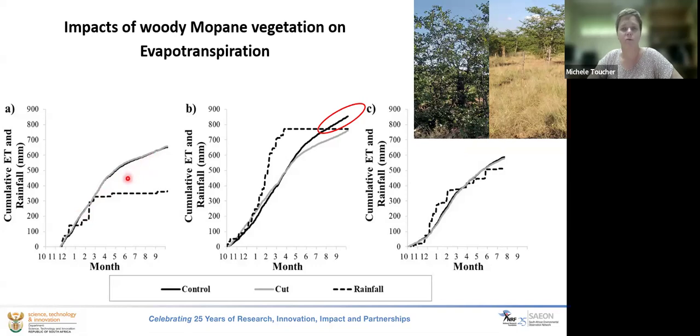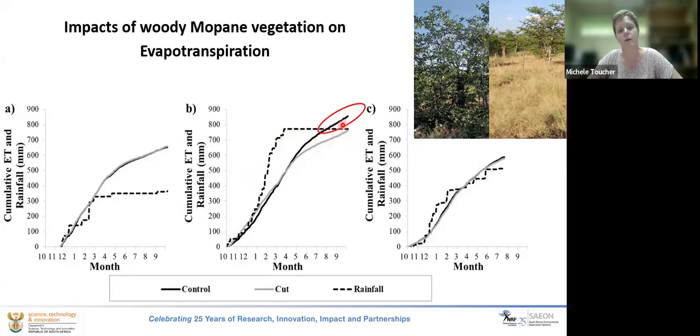The ET was the same. There's not surplus water in the system, so the grasses or the Mopane were using whatever was there, and the transpiration was capped by the amounts of soil water that was available. Moving into a wetter year, we saw a difference between the control and the cut plots.